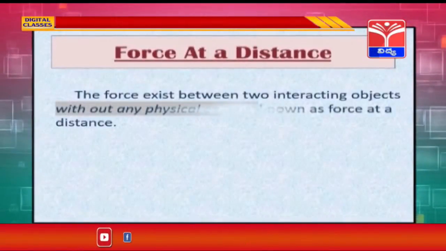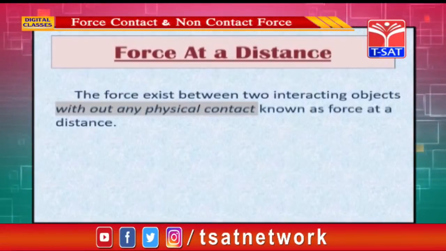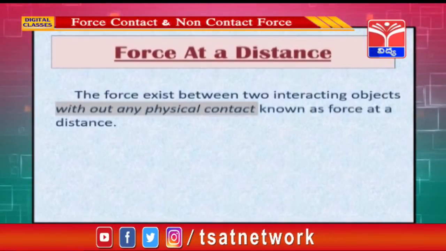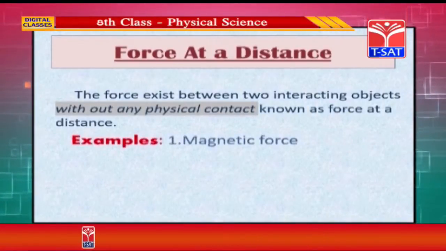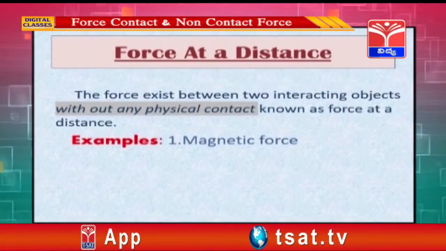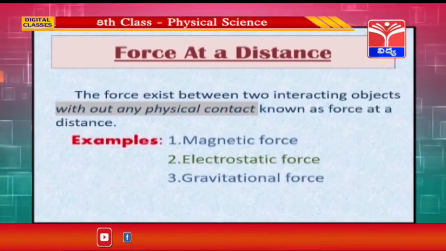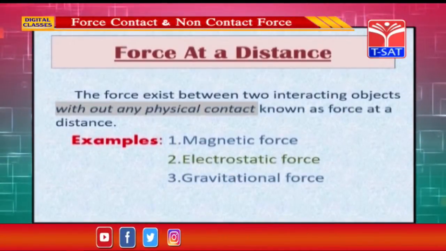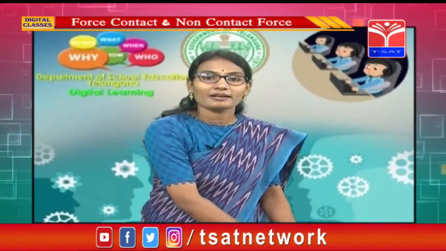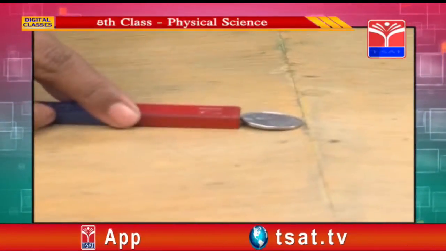Force at a distance. What is force at a distance? The force that exists between two interacting objects without any physical contact is known as force at a distance. Examples: magnetic force, electrostatic force and gravitational force. Children, you know about magnetic force, that is, a magnet attracts things. A magnet attracts things at a distance. When you keep a coin at a distance, it pulls the coin.